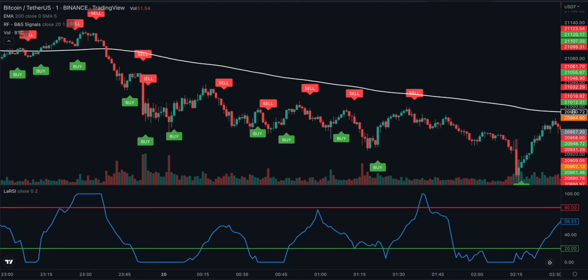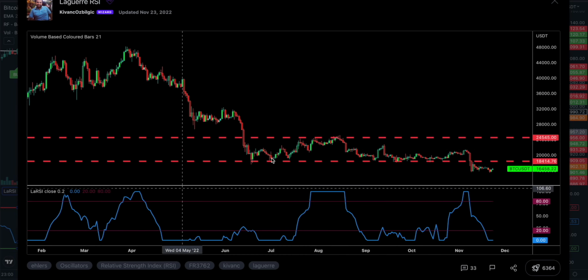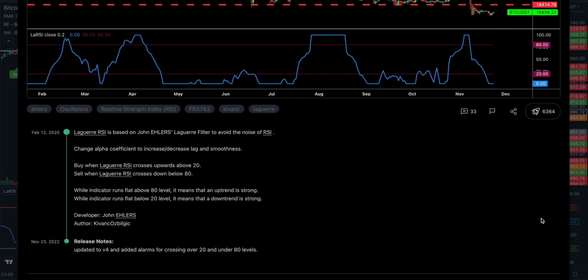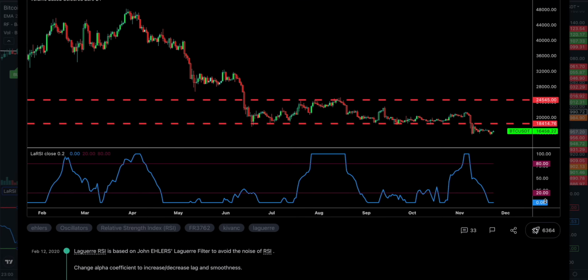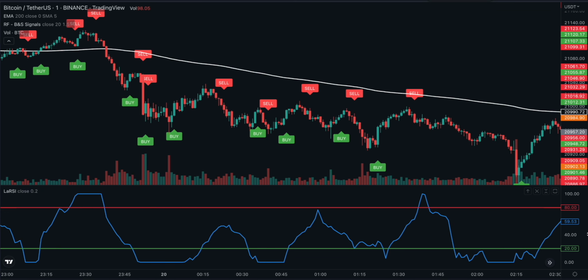The third indicator we use in our strategy is called the Legare RSI. This is a modified version of the well-known Relative Strength Indicator, or RSI. Created by John F. Ehlers, the Legare RSI reduces noise and minimizes lag, resulting in a more responsive technical indicator with fewer whipsaws. The Legare RSI applies a smoothing filter and is based on the original Legare filter. Specifically, the Legare filter uses an EMA which is smoothed with a damping factor.